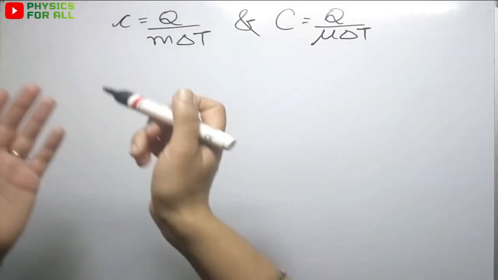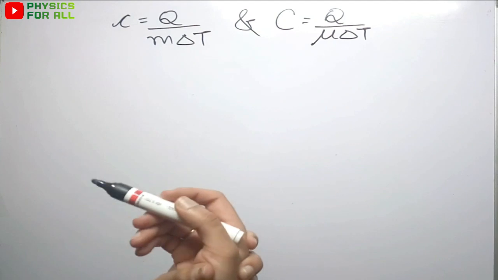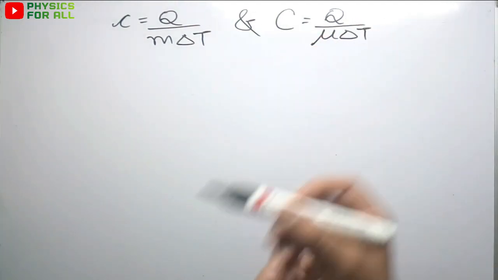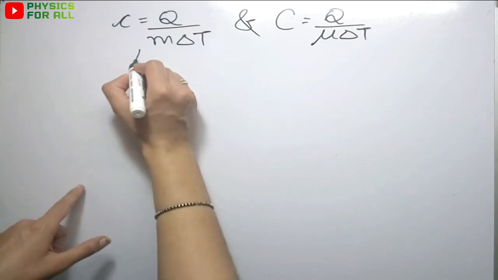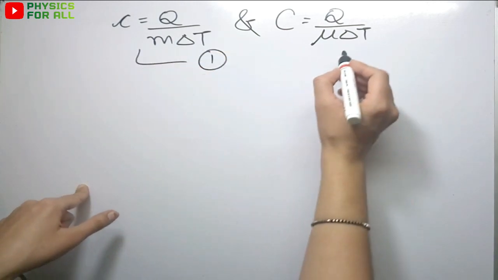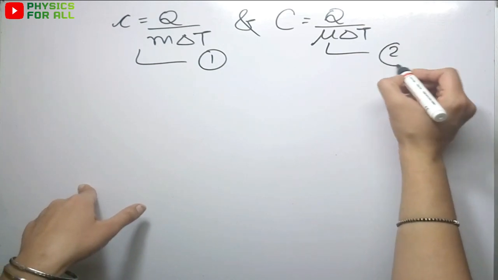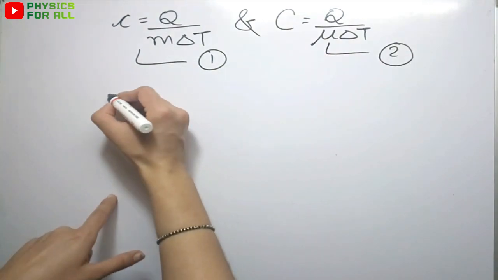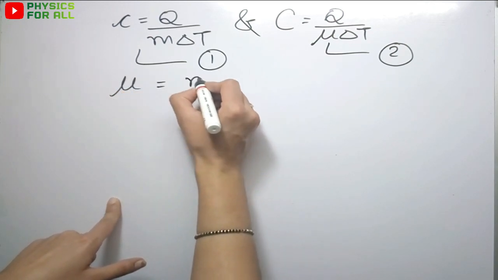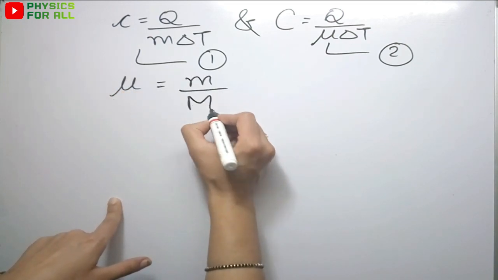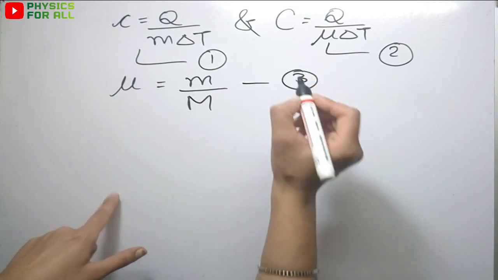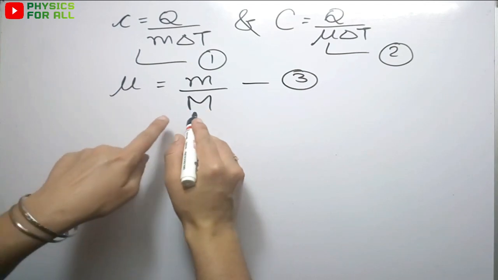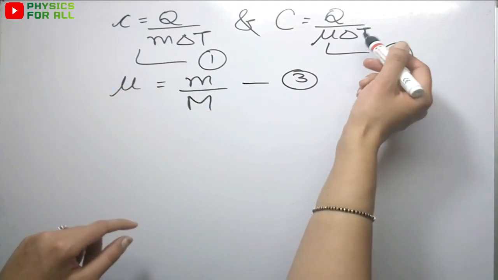Now we have that our specific heat capacity is Q upon m delta t and molar specific heat capacity is Q upon mu delta t. Let this be our equation 1 and this be our equation 2. Further, let's define what is mu. So mu is given by mass of the substance upon molecular weight. So this is equation 3. So now let's substitute this value of mu in this.